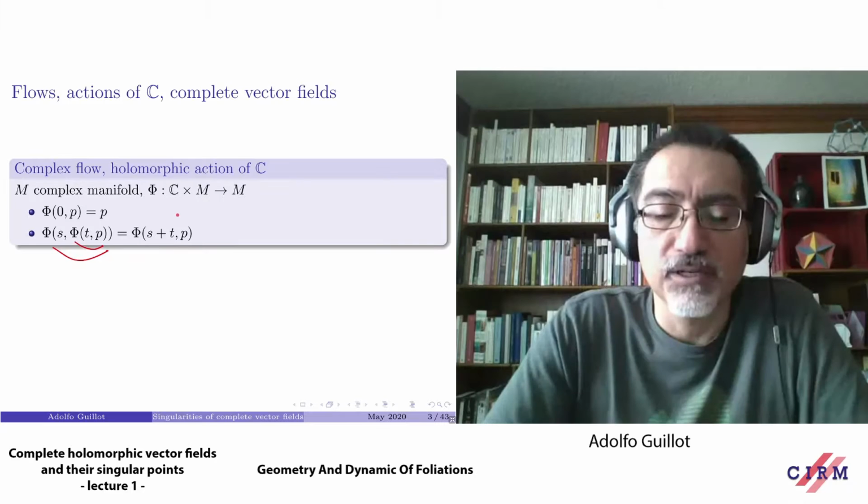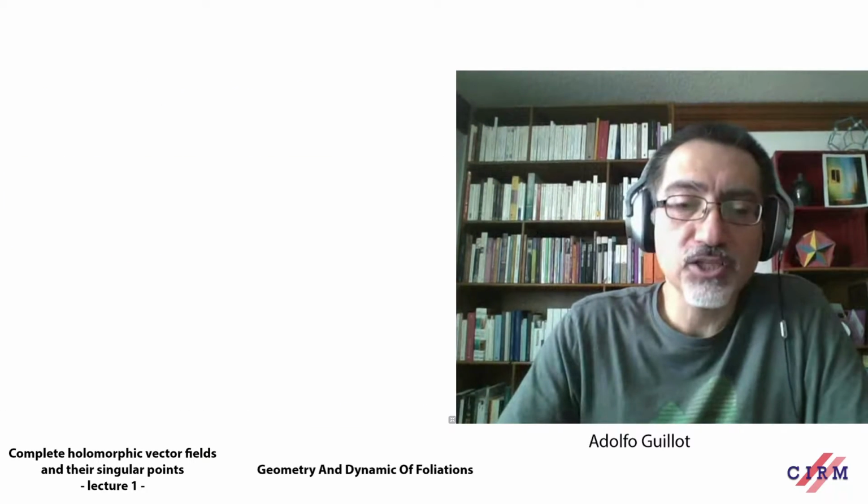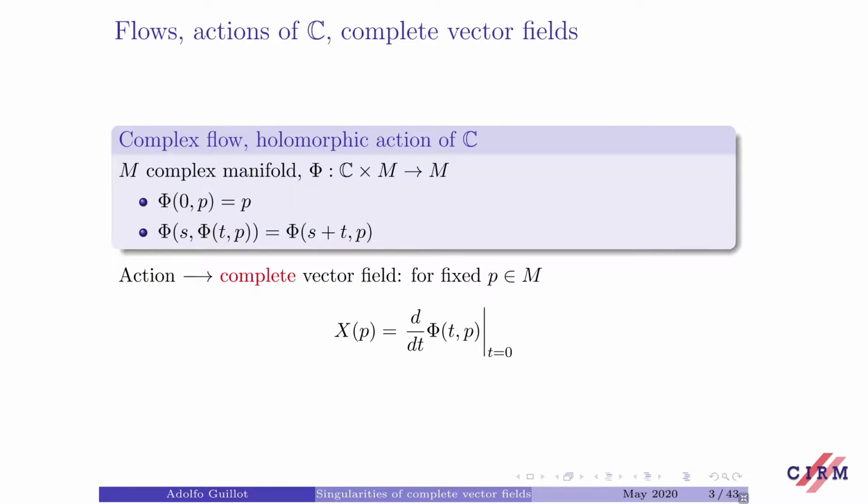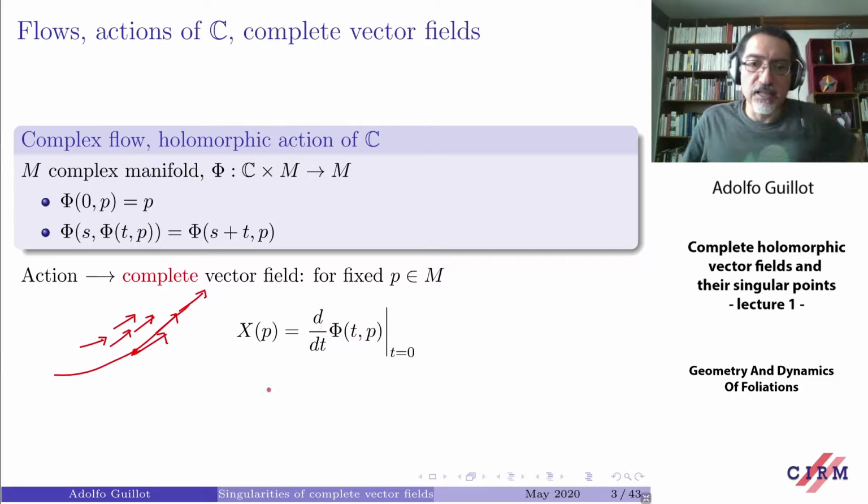This is what a holomorphic action of C looks like, and such an action always induces a vector field. If you fix your second variable, the space variable, your solution will be given by a curve, and as you pass through a given point, you will have a vector field, and in this way you construct a vector field in your manifold. The vector fields that arise in this way are not arbitrary. These vector fields are called complete. The main subject here will be trying to understand what the obstructions are for a vector field to be complete.